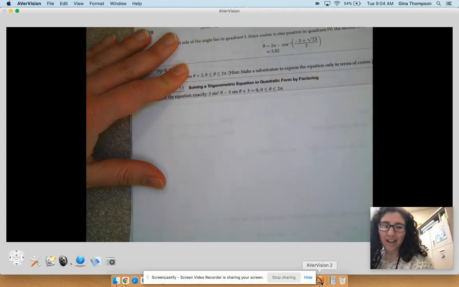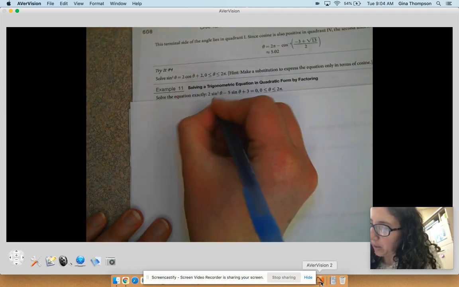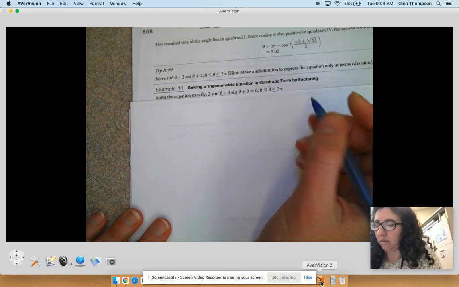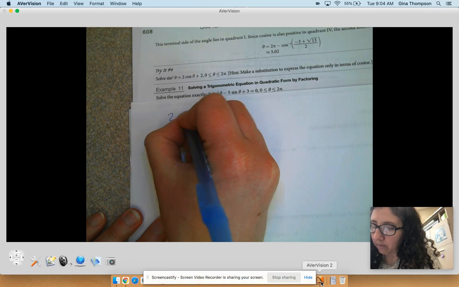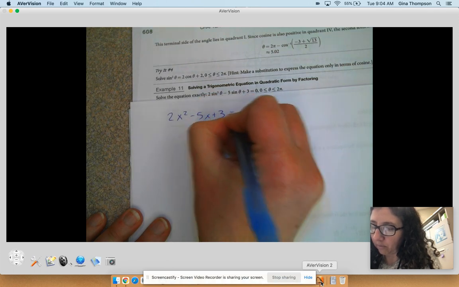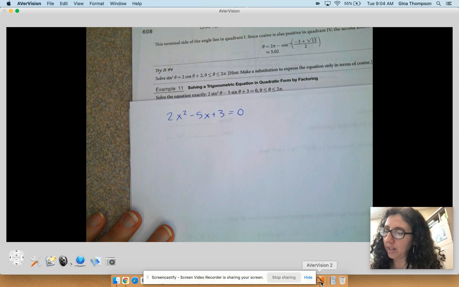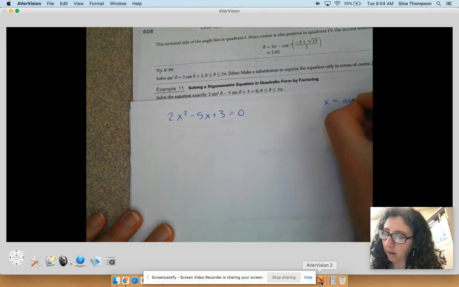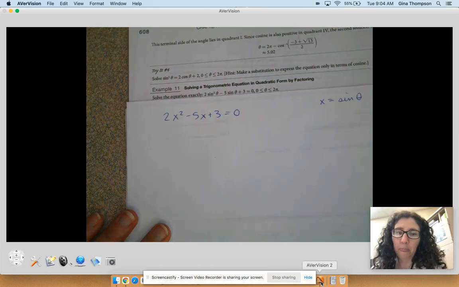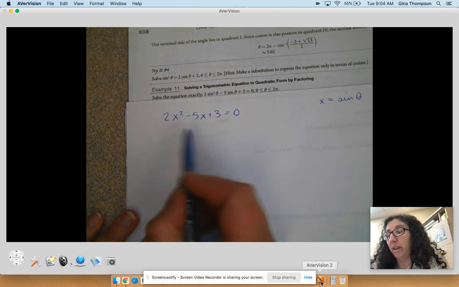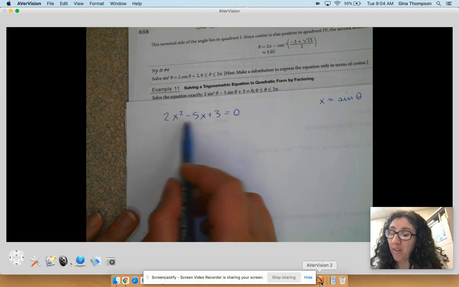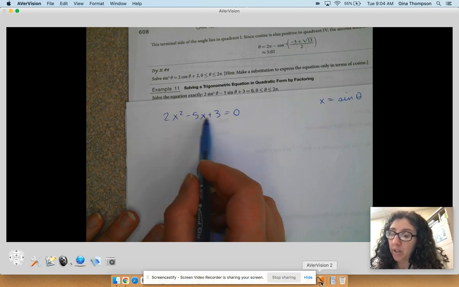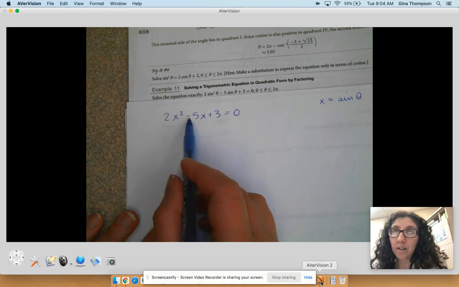Solve this equation exactly: 2 sine squared theta minus 5 sine theta plus 3 equals 0. That looks overwhelming. Let's just ignore that and write it like this. Let x equal sine of theta. Okay, well, this is still kind of overwhelming. It's still a quadratic. Can we factor this? Let's see, we're looking for things that multiply to 6 and add to -5. How about -2 and -3?